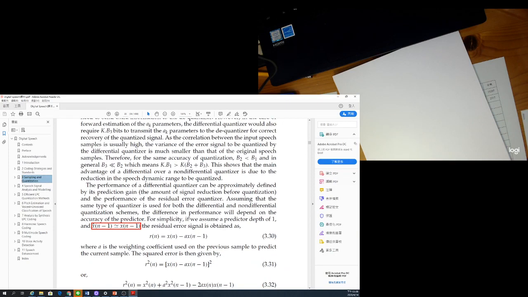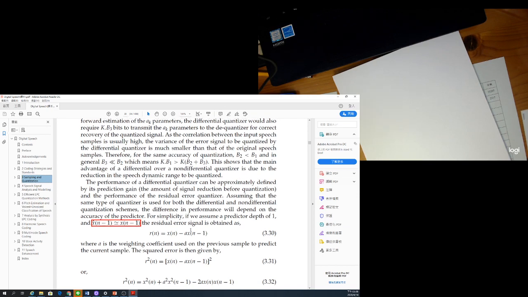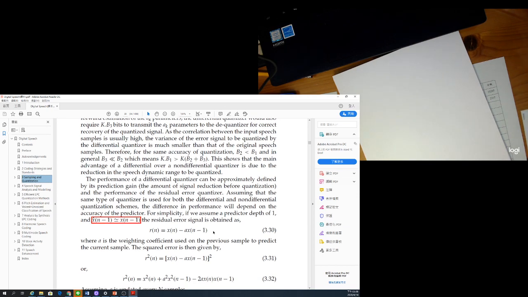Okay, so in my presentation file, I just missed one signal here, so I will try to show you here. The performance of the differential quantizer can be approximated and defined by its prediction gain, the amount of signal reduction before quantization. The performance of the residual error quantizer assumes that the same type of quantizer is used for both the differential and non-differential quantizer.